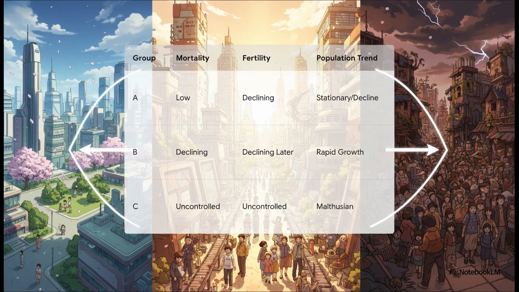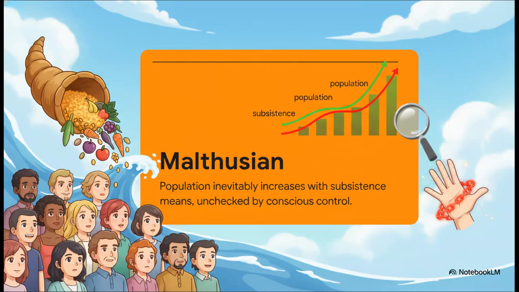Then there's Group B. They're experiencing rapid growth, mostly because their death rates started falling a lot earlier and much faster than their birth rates. And finally, Group C, where frankly neither birth nor death rates are under any sort of control. Thompson actually classified that uncontrolled Group C as Malthusian.